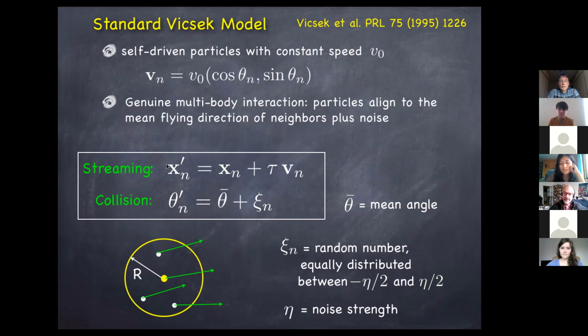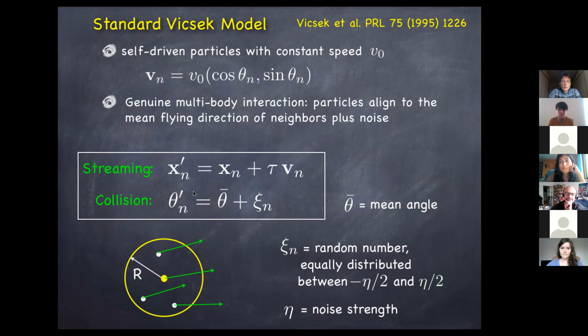The first one is just an update of the position vector xn, where you add a velocity vn of that particle multiplied by a time step tau. And the time step tau here doesn't have to be small. It's an explicit parameter of the model.